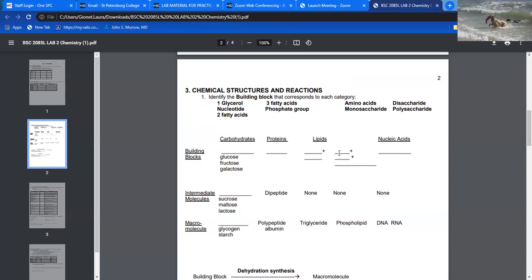All right, so back to the top, the building blocks would be 1 glycerol, 2 fatty acids, and 1 phosphate group. So very similar to a triglyceride, instead of having 3 fatty acids, we take out a fatty acid, swap it out for a phosphate group, and that makes it a phospholipid. All right, then our last category are nucleic acids. The building blocks are nucleotides. There is no particular intermediate molecule, and our macromolecules are DNA and RNA.